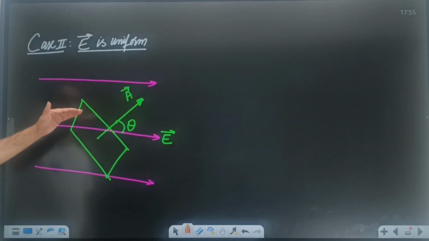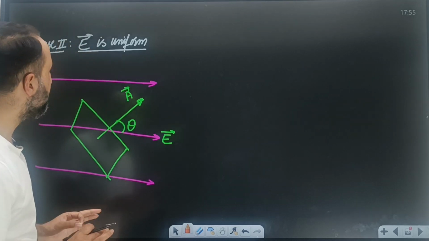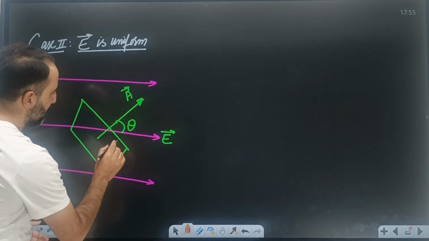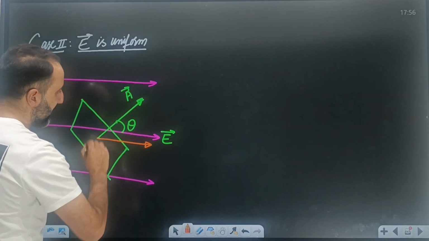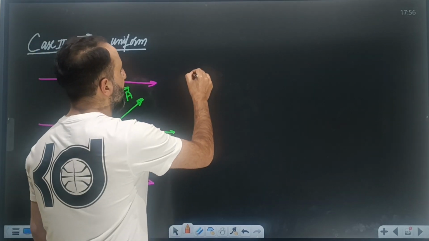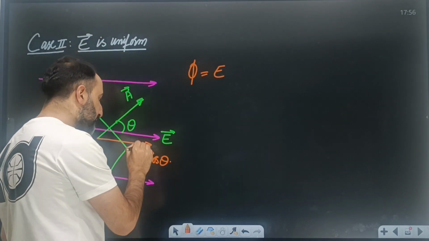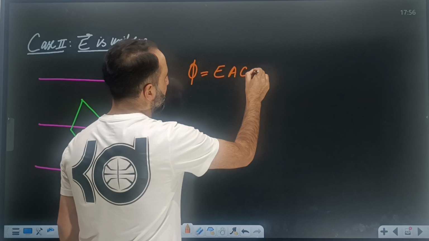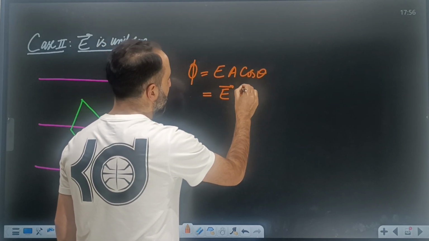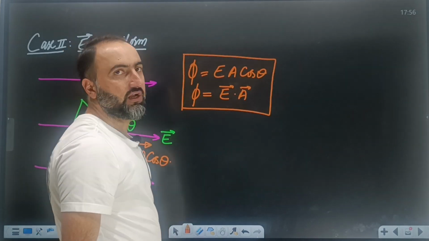Okay. Now case number second is that electric field is uniform, but it's not necessary that theta will be equal to 0 degree. So here you keep in mind, this is A. The sheet is like this and electric field lines are these. What's the angle? That is theta. So can I say that the component of this A here will be A cos theta? Now can I write like this? The flux will be equal to electric field multiplied by the component of the area vector which is parallel to electric field. So E into A cos theta is simply the dot product of the electric field and the area vector. So this is the flux through a surface.